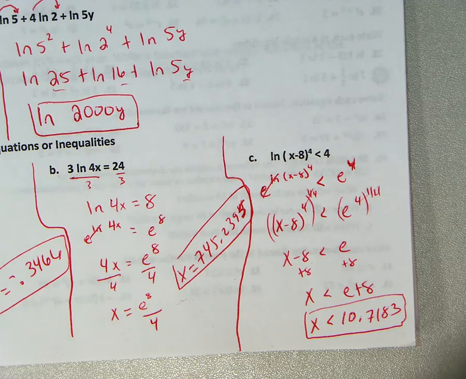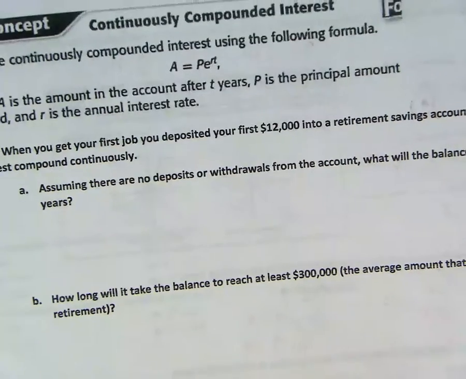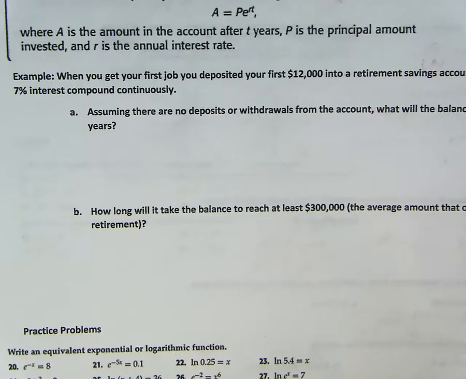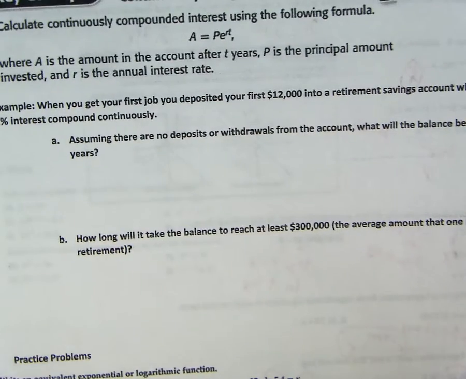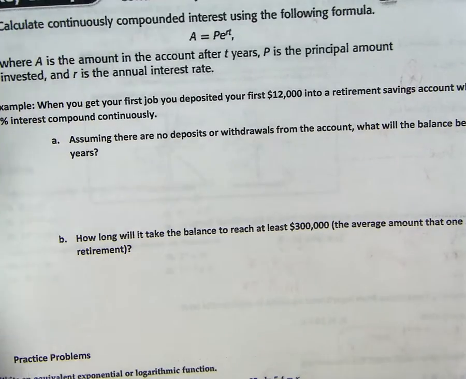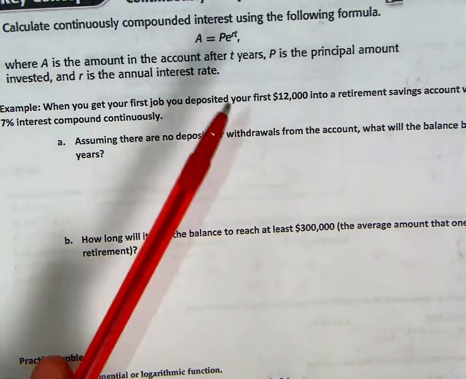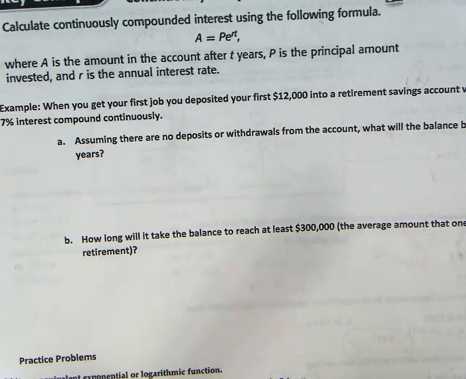Now if you flip the page, one last little part, and this is with continuously compounded interest. This is a cool problem, I think. Kind of made it up a little bit. But again, we have this formula, A equals P times e to the rt. A is the amount, t is time, P is the principal, and r is the annual interest rate.